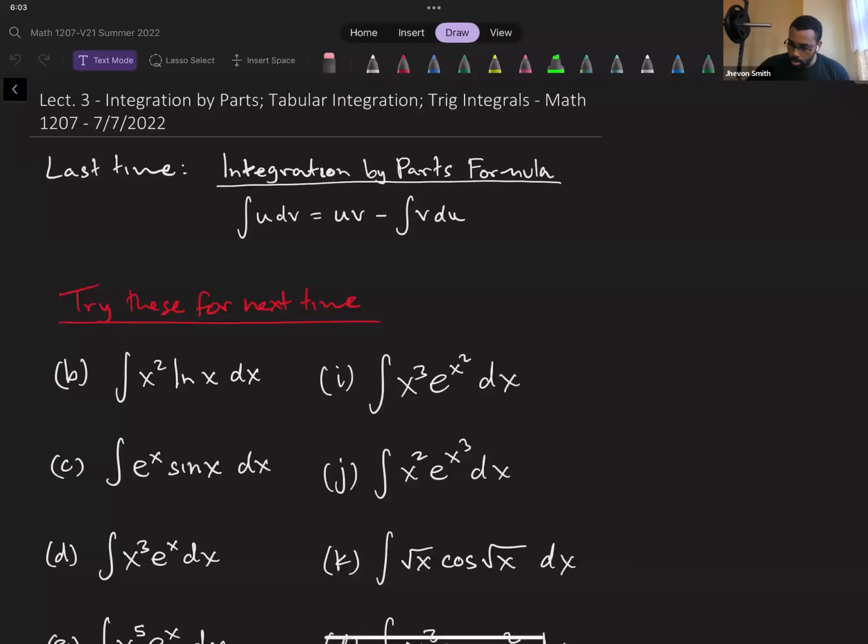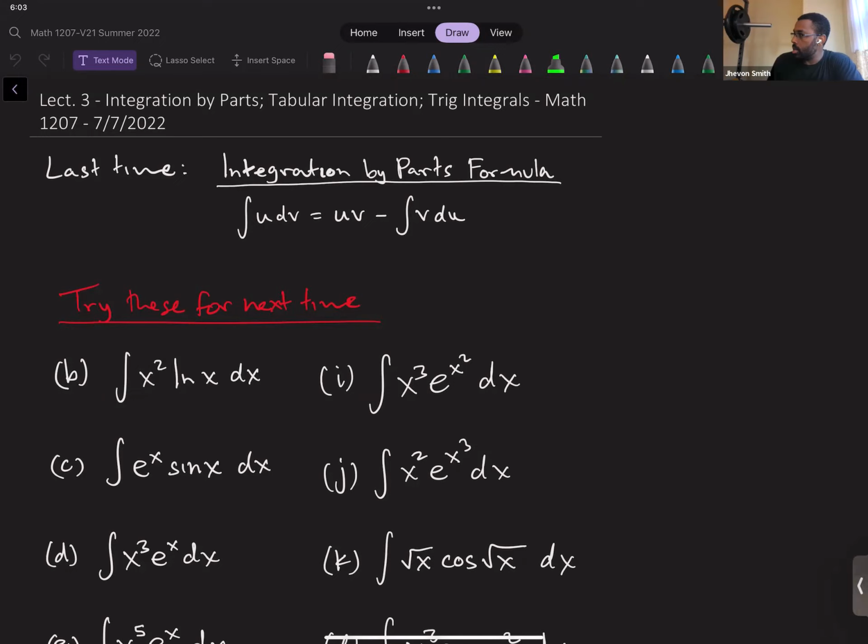Let's actually just jump right in because we were in the middle of something last time. Okay, so I think you're all seeing my screen. All right, let's begin. What you're seeing is notes from last time.